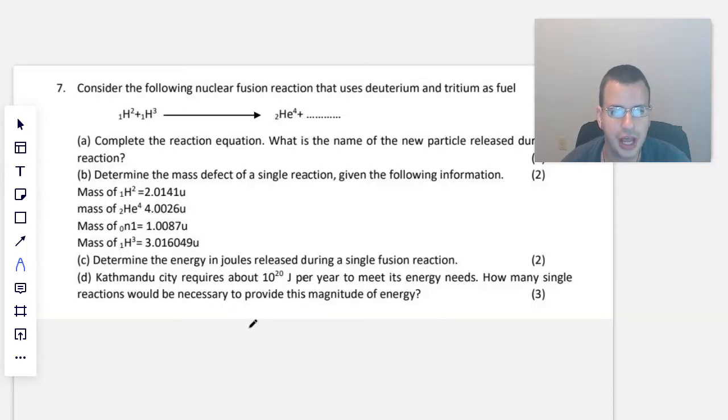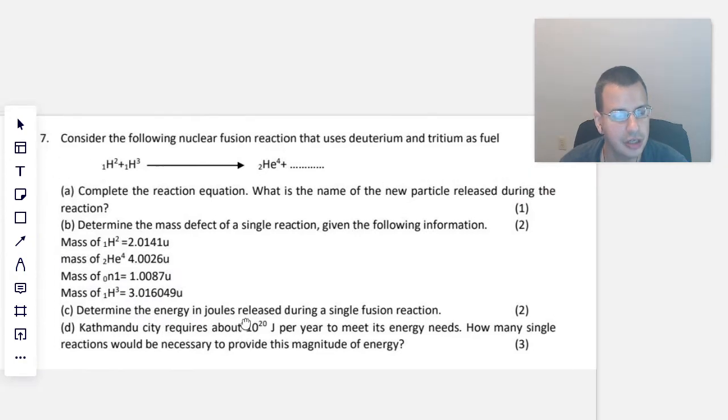Consider the following nuclear reaction that uses deuterium and tritium as fuel. We have hydrogen 2, hydrogen 3, and they go to helium 4. Complete the reaction. What is the name of the new particle released during the reaction?